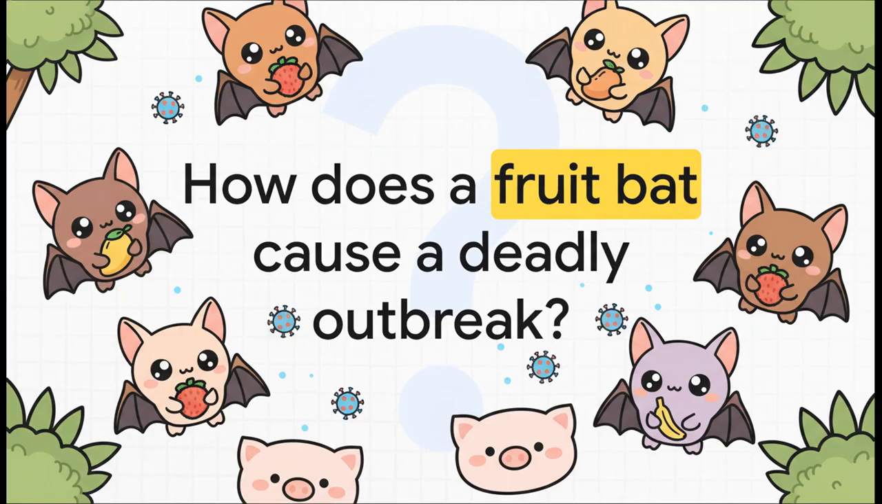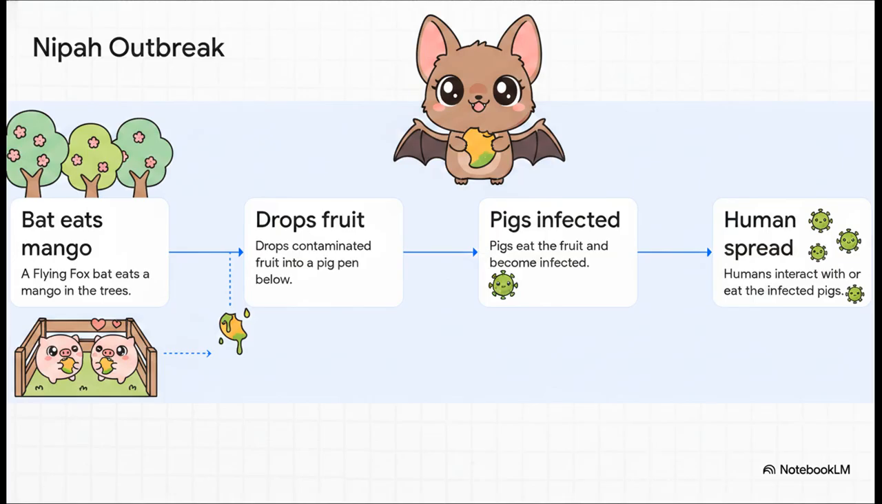How exactly does a fruit bat, just minding its own business up in a tree, cause a massive, deadly human outbreak? To find out, we have to unravel the devastating 1998 Nipah virus outbreak in Malaysia. Here's the sequence of events, and man, it really shows how fragile our separation from nature actually is.